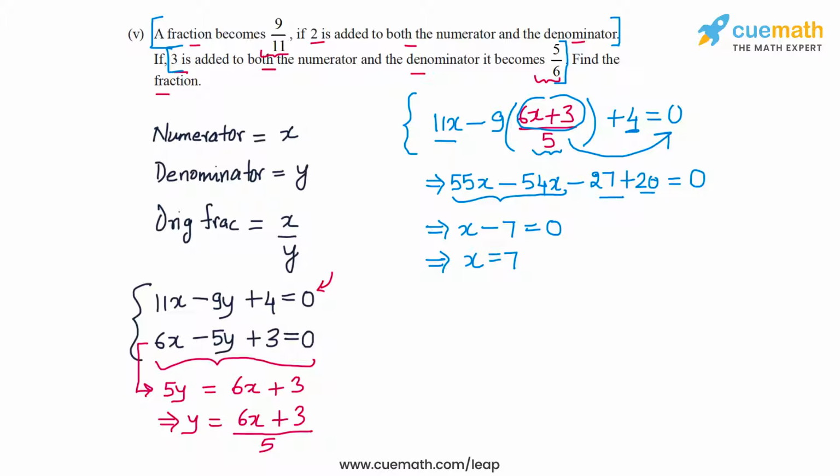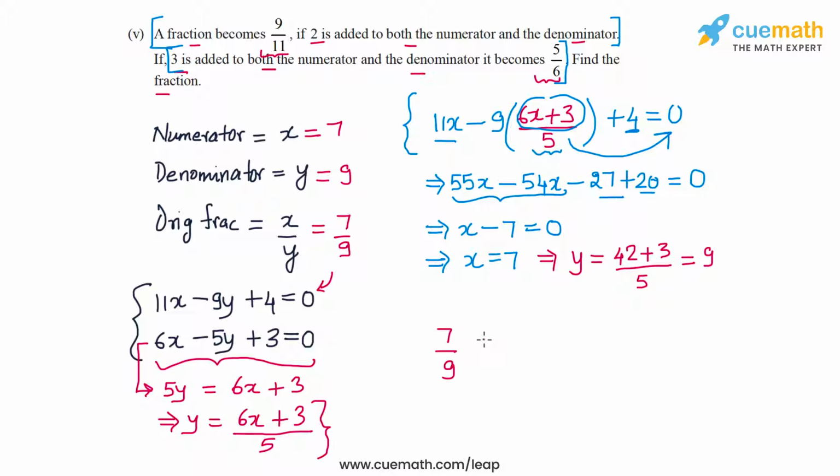And if x is equal to 7, then I can find y from this expression, (6x plus 3) by 5. 6x is 42, so 42 plus 3 by 5, or 45 by 5, or 9. So the original numerator is 7 and the original denominator is 9, which means that the original fraction is 7 by 9. And now let's see if this answer aligns with the information given to us in the problem. So I have the original fraction as 7 by 9.